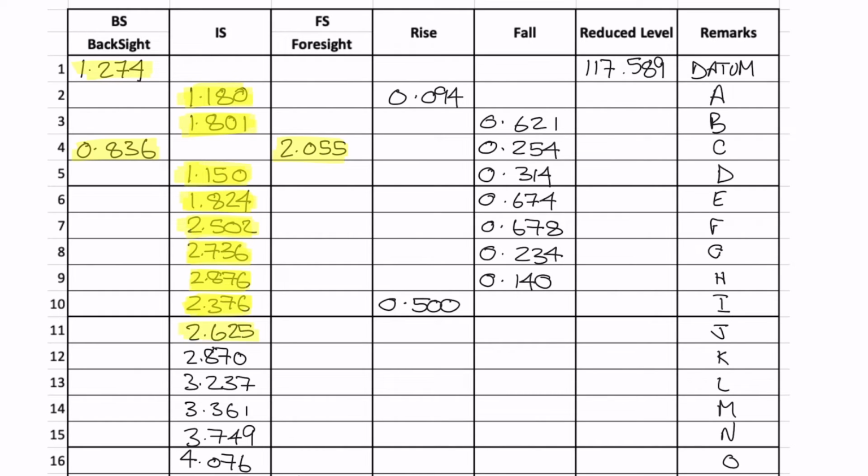Next pair of readings, work out the difference. The second reading is larger than the preceding reading, so this difference goes under the fall column. Next two readings, work out the difference. Second reading is larger than the preceding reading, another fall value. Next two, work out the difference. The second reading is larger than the preceding reading, so another fall value.